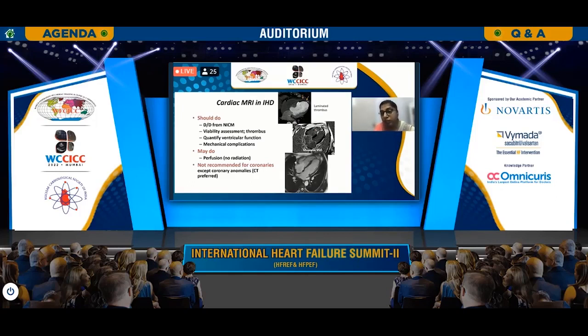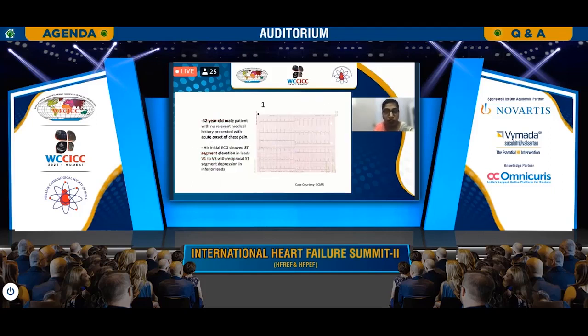However, for the coronaries, because of the spatial resolution which is required, MR at the moment is not recommended for coronaries. Else, for all your myocardial dysfunction queries, you can send the patient for cardiac MR. So let's quickly see two examples.